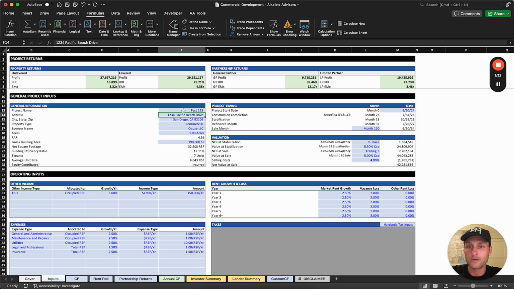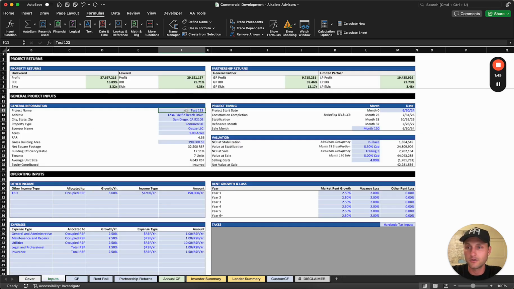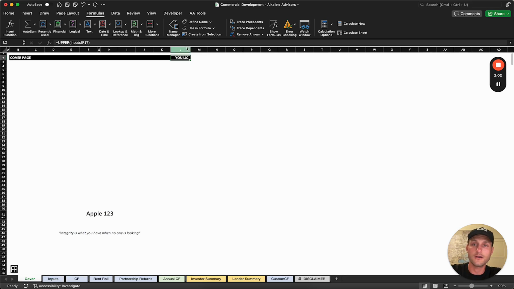And to show you, you can see we have project test 123, and we have OGOOS LLC. So if we go to the cover page, for instance, you'll see OGOOS LLC is up here. Test 123 is down here. You can throw a nice picture in of your project. If we were to change this to project name, let's say Apple 123 and LLC, let's say U LLC, you'll see that you are now in the top right and Apple 123 is the project.